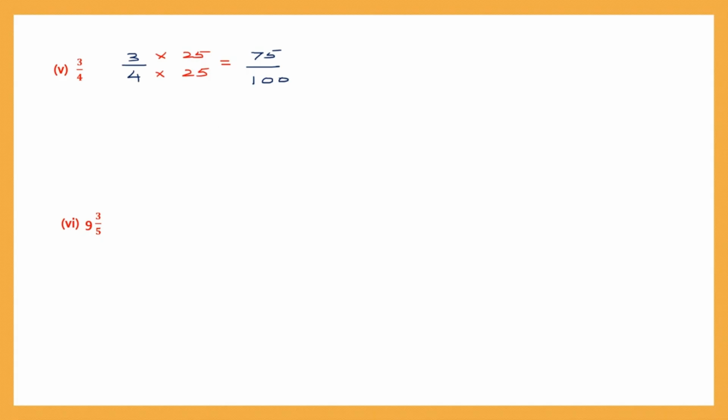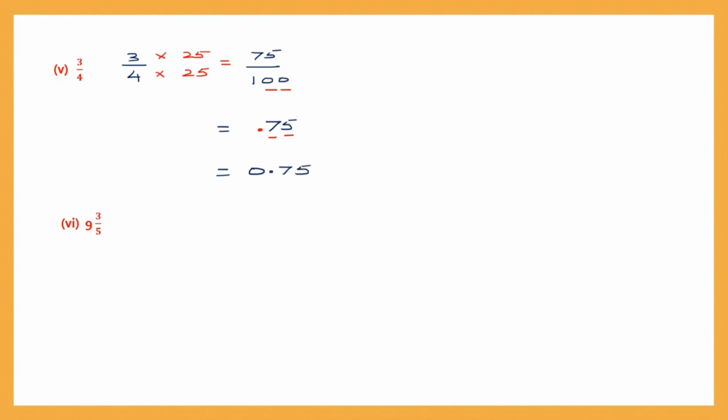Now let's make it a decimal number. We're going to write 75 and the denominator there are 2 zeros. So we're going to move 2 places to the left and put the point. So what do we have now? 0.75. This is one way of doing it.